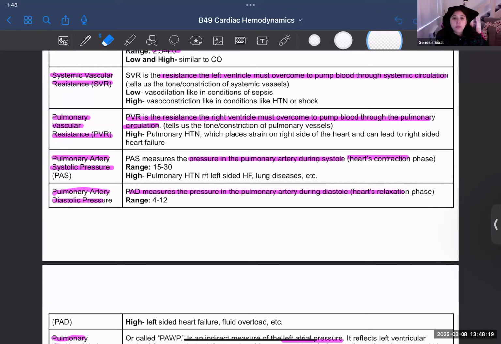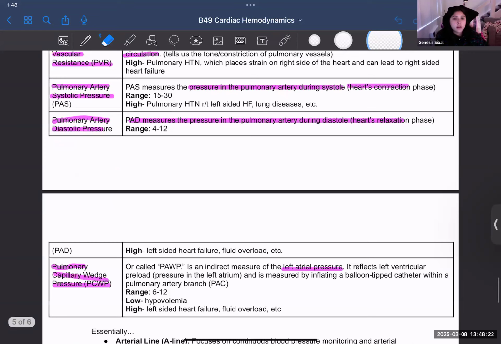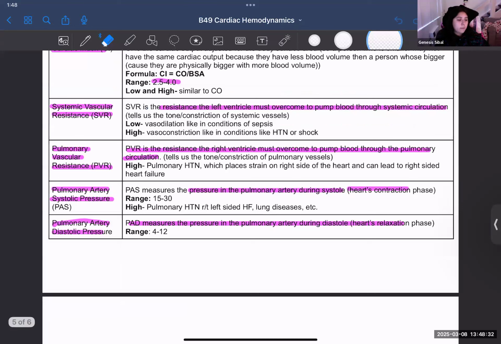And then when you go back, it's going to go back to the left atrium by the pulmonary veins, right? So then pulmonary capillary wedge pressure is basically talking about left atrial pressure. So it's up there. And then SVR. Well, now after the left atrium, it goes to your left ventricle.